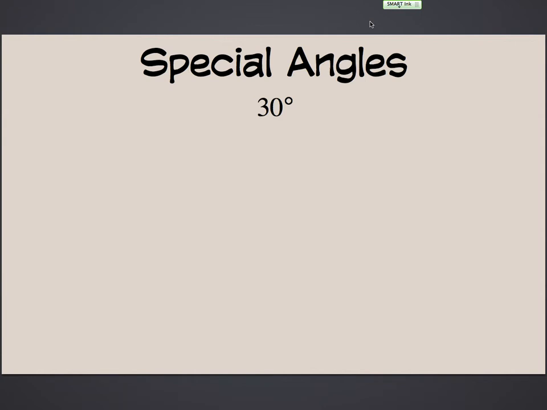Alright, 30 degrees. To get 30 degrees, we're going to start with an equilateral triangle. If I'm dealing with an equilateral triangle, what am I dealing with? Equal angles and equal sides. And if it's equal angles, what is each angle? 60. How do I come up with 60? 60 times 3 is 180. 180 divided by 3 is 60. So if I'm dealing with an equilateral triangle, that means each angle must be 60.